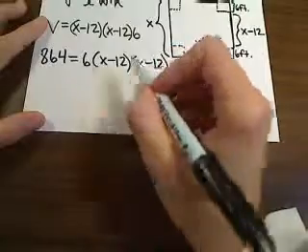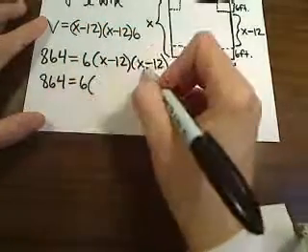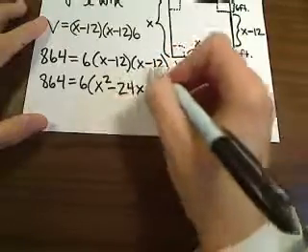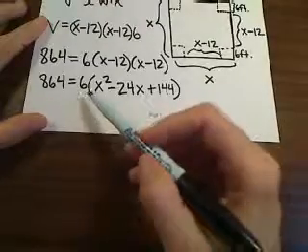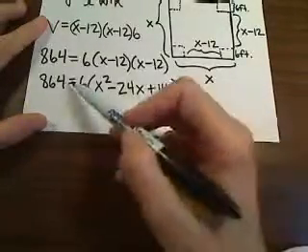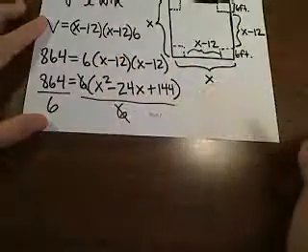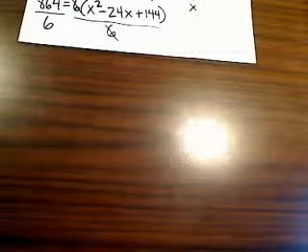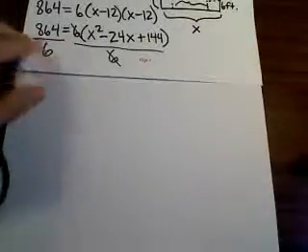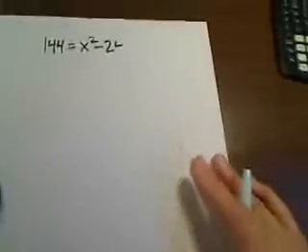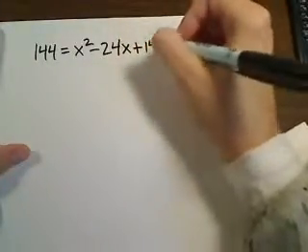So if we go ahead and FOIL, then we're going to have 6 times, first here is x squared, outside's negative 12 and inside's negative 12, so that gives me a negative 24x, and the last is a positive 144. Now, I could go ahead and just take this 6 and distribute it through, but since I'm trying to eventually get this 864 over here anyways, I'm going to go ahead and just divide both sides by 6. That allows me to get rid of that coefficient. Okay, so what we're looking at then, if you take the 864 and divide by 6, you have 144. So we have 144 equals x squared minus 24x, and then plus 144.